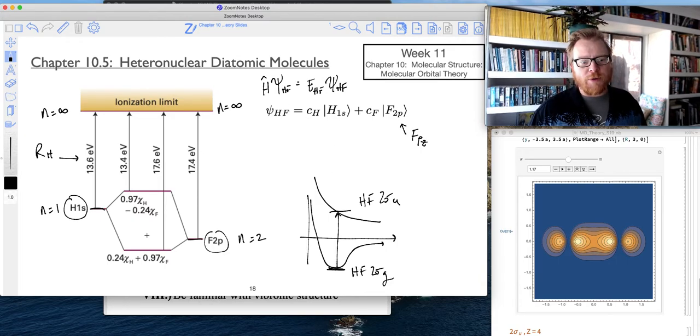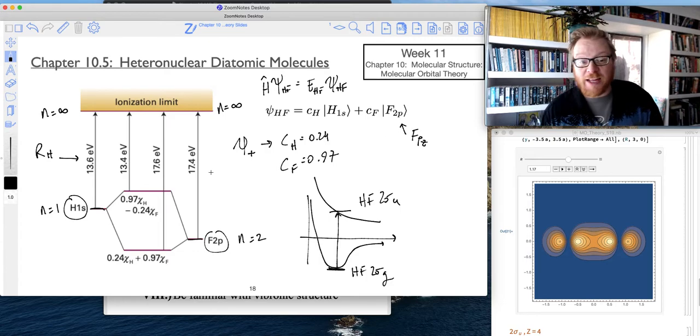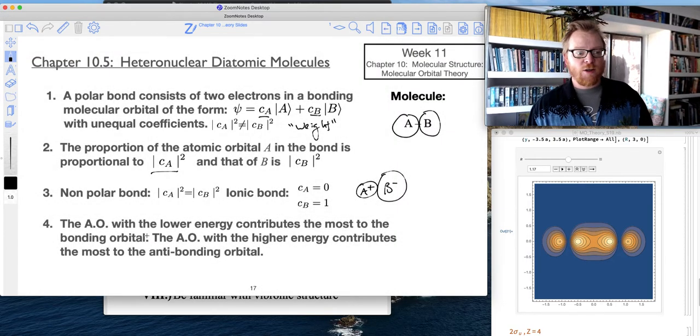But effectively, what you can see with this simple diatom, for the psi plus state, is that the hydrogen coefficient equals 0.24, and the fluorine coefficient equals 0.97. And that's consistent with what we said right here: the AO with the lower energy contributes the most to the bonding orbital.